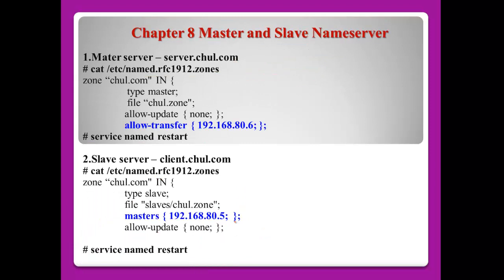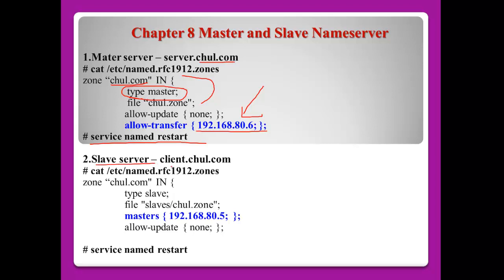Chapter 8, master and slave name server. The master name server normally holds all the information about the domain, in my case char.com. Here the zone type is master for this domain. If the master name server will transfer the information or data about this domain, here we can add the IP address of the slave name server. In my case, 86 is the IP address of the slave. Then service named restart.